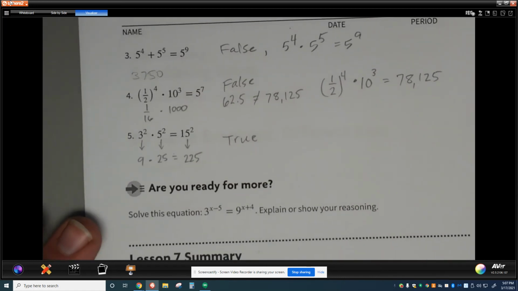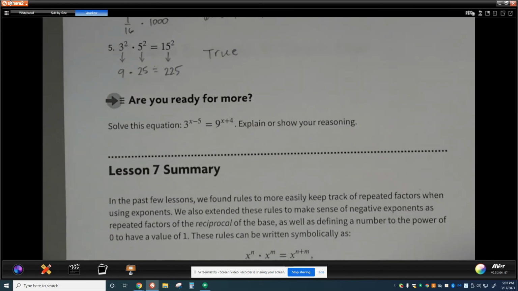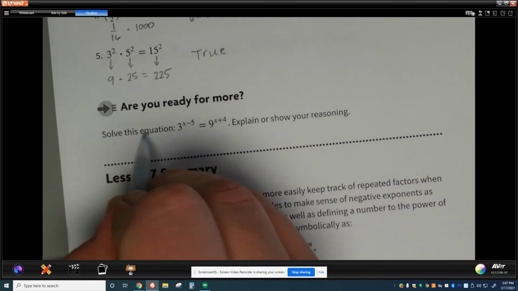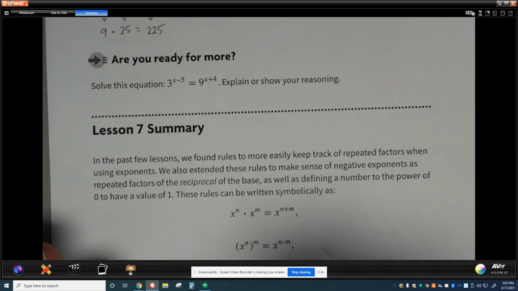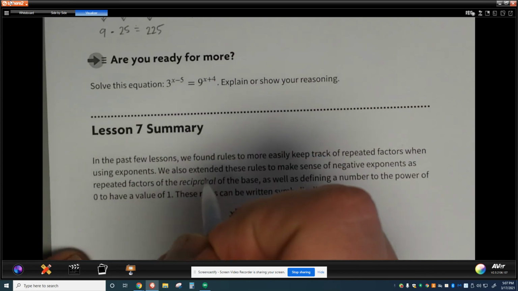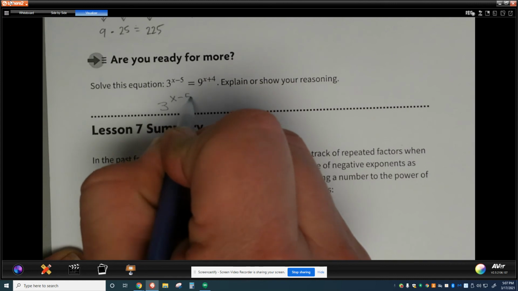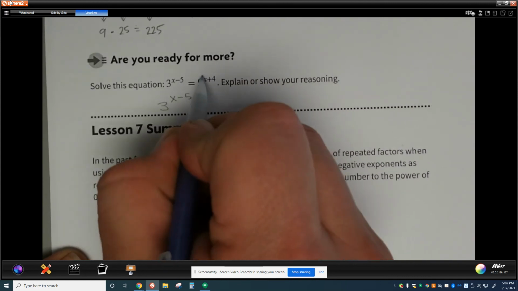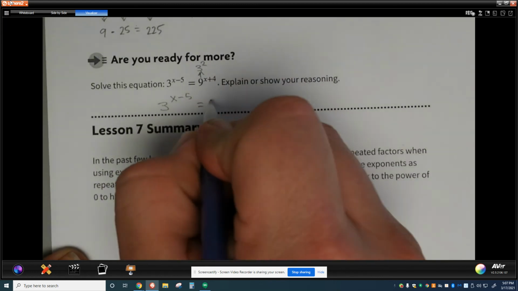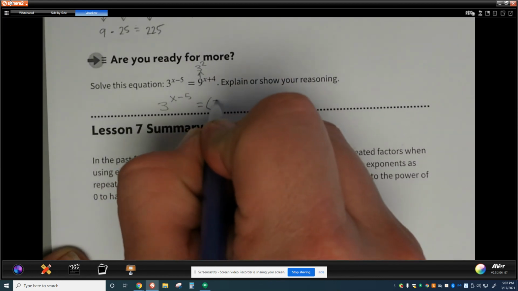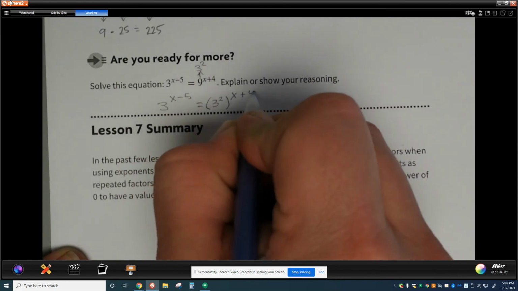This last one, are you ready for the lesson? I'm going to just get you started with it, but I want you to finish it on your own. What we know about this is if we're going to solve the equation, we need these two expressions to be equal to each other. To do that, we have to figure out the right value of x. What we know is that 9 can be broken down to 3 to the 2nd power. So we're going to replace or substitute 9 with 3 to the 2nd power, but it's still raised to that x plus 4 power.